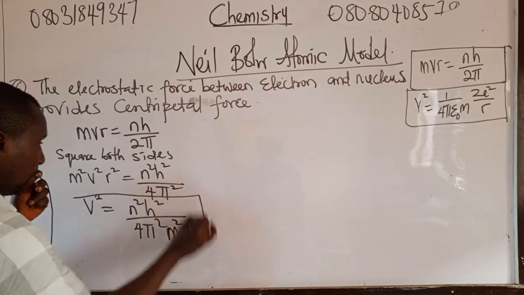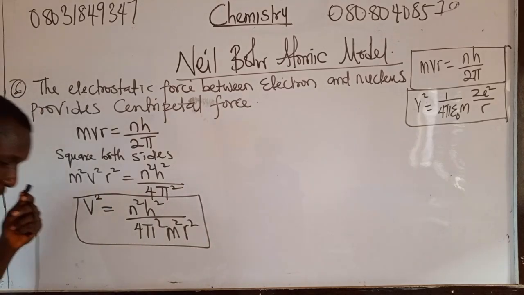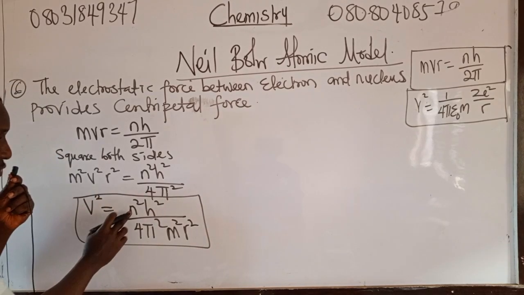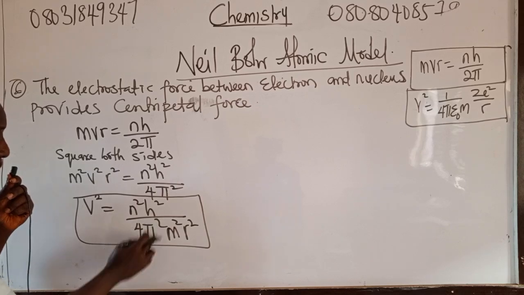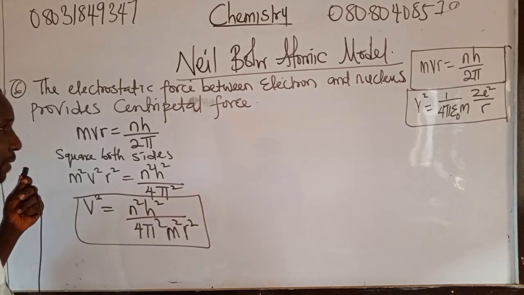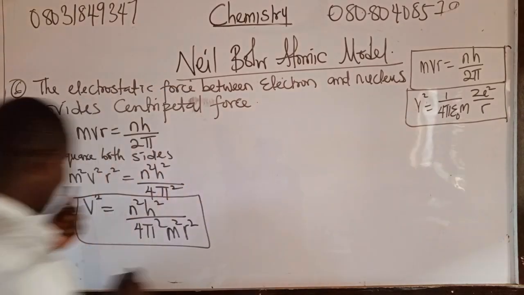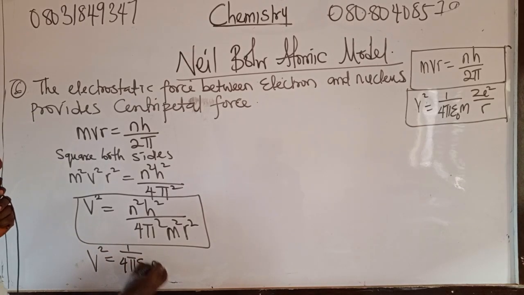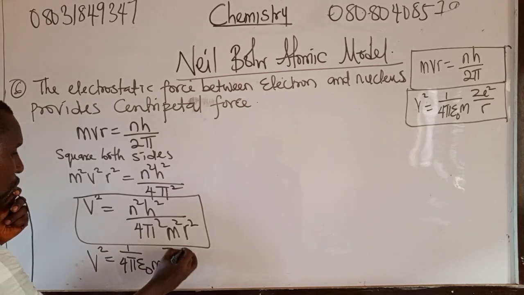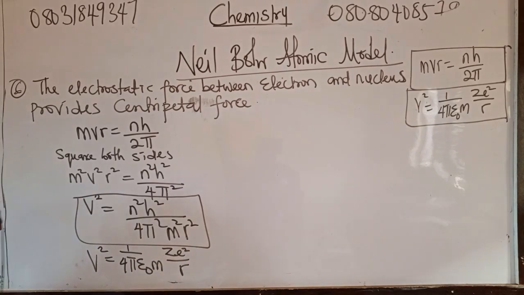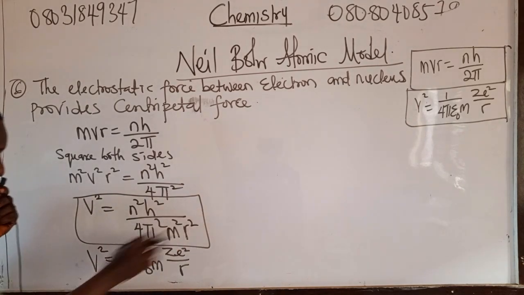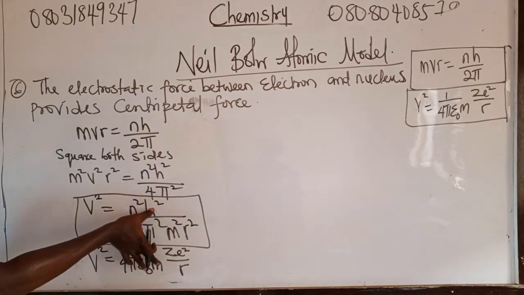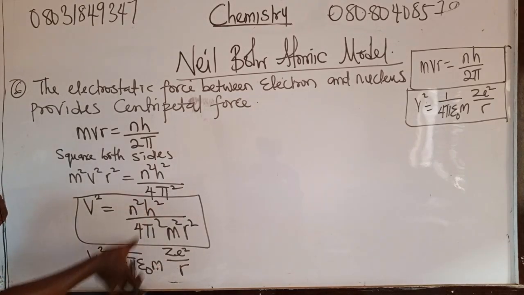Take note of this formula. That means I have v square equal to n square h square over 4 pi square m square r square. And recall this one too. I have v square equal to 1 over 4 pi epsilon naught times z e square over m r. Don't forget, this v square equals this v square. That means I can equate these two.